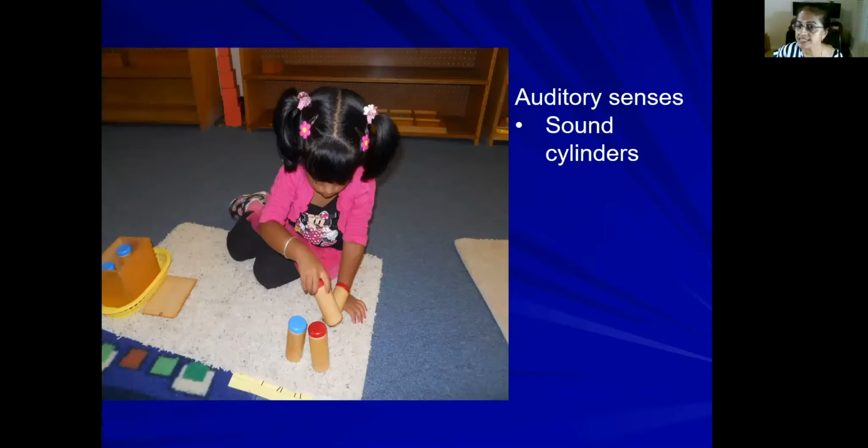Next is the auditory senses, sound cylinders. So we have these sound cylinders. This is for the lesson 1 that they get in transition. They have the red and the yellow cylinders and they have noisemakers inside. And the child has to match the red with the blue cylinder. And it starts from the loudest to the very soft cylinder sounds.